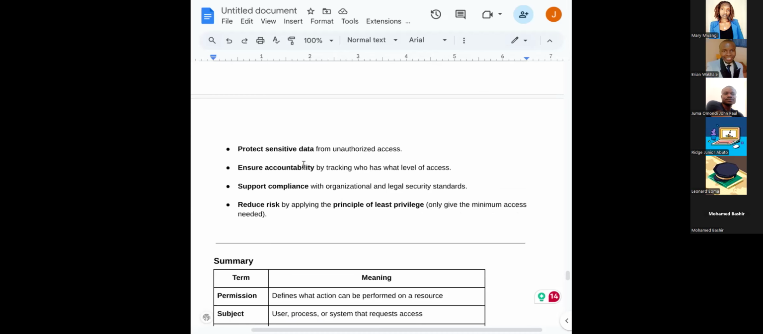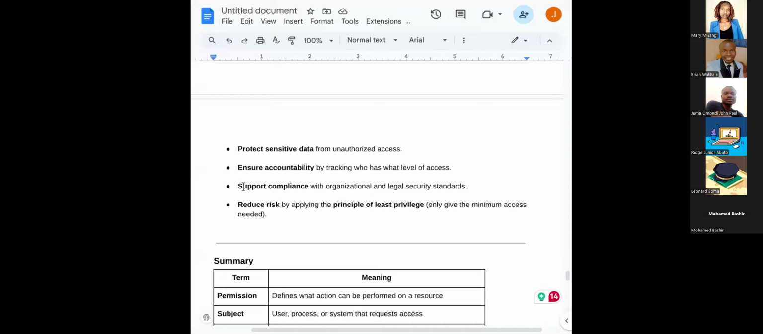So why are permissions important? Number one, you protect sensitive data. You ensure accountability: you can get to know who actually went to this place, who accessed this service, who changed this file, who edited, who deleted this file, all right? So there's that sense of accountability.